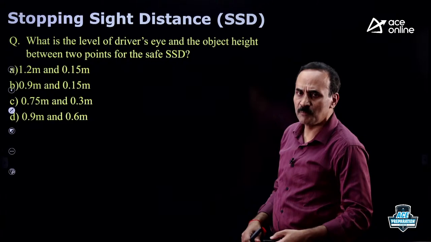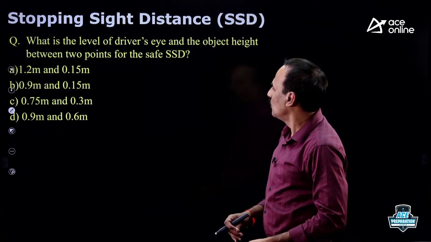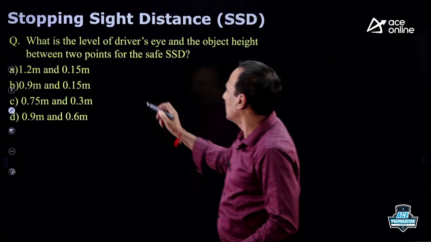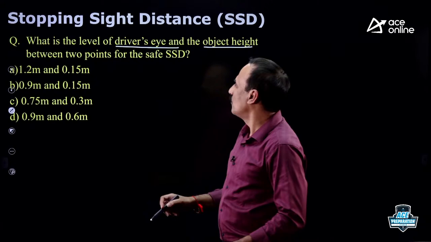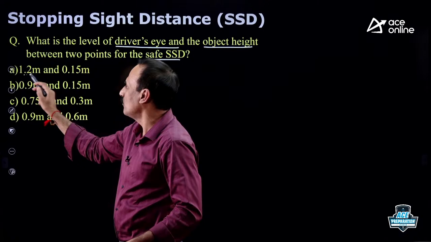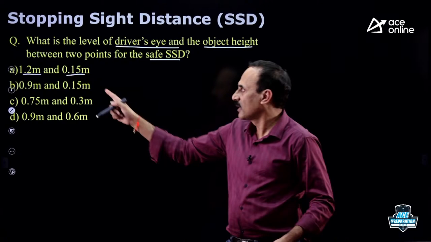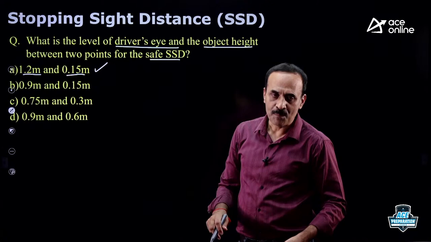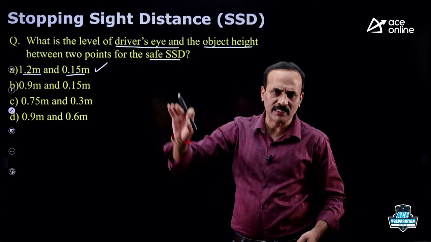So usually such simple questions may come in ESE. You look at the question, and in seconds you should be in a position to answer it. The level of driver's eye and object height for safe SSD: driver's height minimum 1.2 meter, 4 feet, try to remember it. And the object is half a foot, that is 0.15 meter. So the answer is option A. Be careful to answer such questions very quickly. You should not waste time on that. Hardly 10 to 15 seconds to solve such questions.